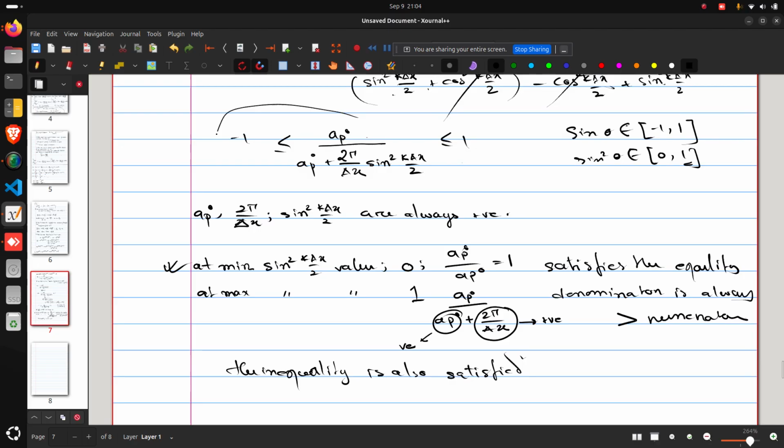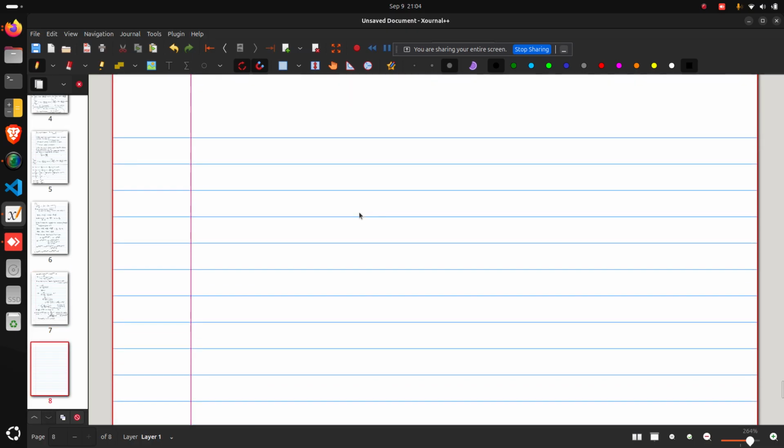And now looking at this part, we do not have to do anything, right? This is very straightforward because this part is always positive. AP naught is positive, 2 gamma by delta x is positive, sine square is positive, and there is no subtraction sign, right? So everything is positive. So this whole thing will always be positive. So what do we have? We have that the condition is always true that the amplification factor is less than or equal to 1.